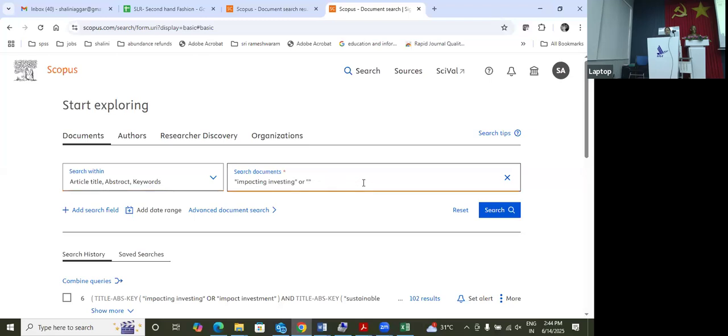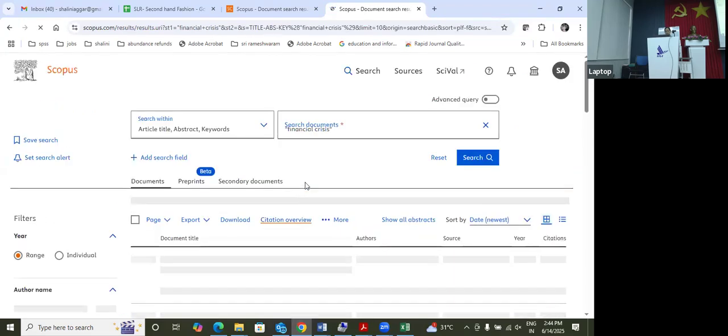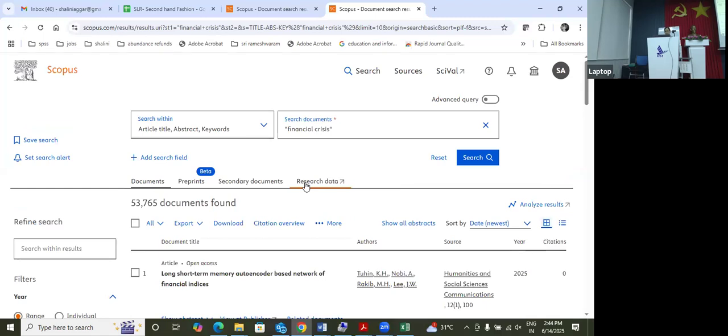So is that secondary data or primary? I don't know. Let me see. Financial crisis. I don't know whether we will get the topics on this. Let me see what we will get. Yes, yes, we will get smart education management. So we will get it. Yes, you will get the papers on that.